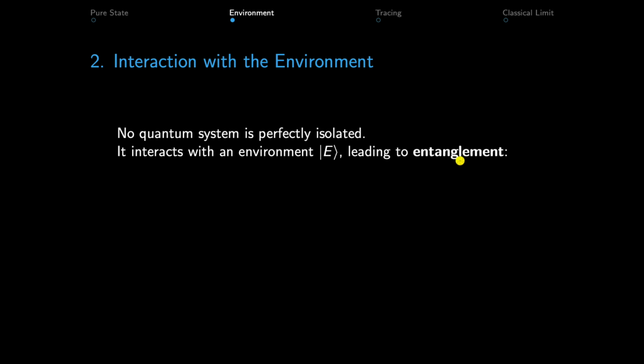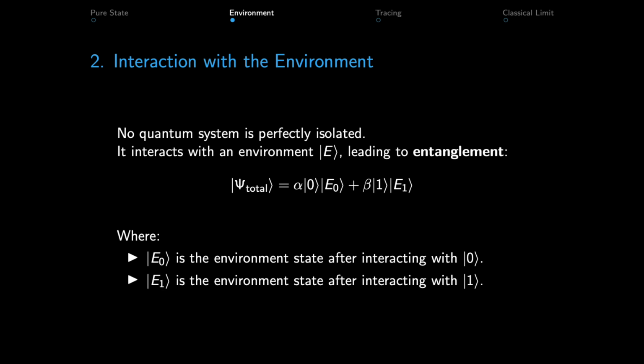And this entanglement is with respect to the state we have defined and this particular environmental state. That entanglement is represented by psi total, and psi total essentially is alpha times the 0 state times the E0 state, plus beta times the 1 state times the E1 state. And E1 and E0 essentially come from the environment, resulting from the interaction with state 0 and state 1.